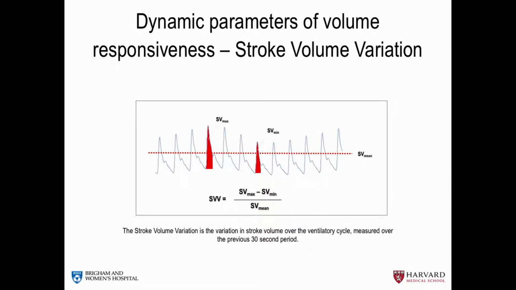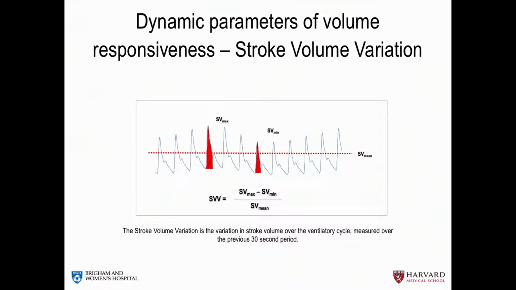When we look at that over a 30-second period, we can see a number of cardiac cycles, and we can calculate stroke volume variability based on that: stroke volume max minus stroke volume minimum divided by the mean stroke volume. And all of that can be based on an arterial pressure waveform. We could also do it with a pulmonary artery catheter, but I think from the standpoint of truly dynamic parameters, it's easiest to do it off of an arterial pressure waveform.